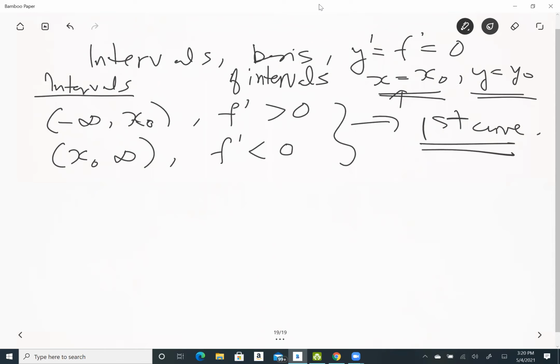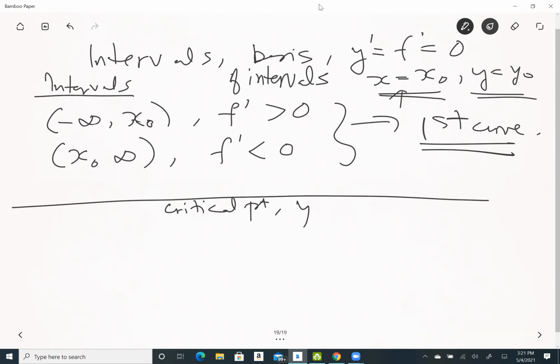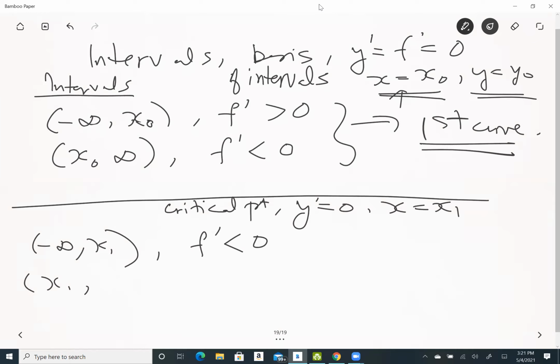Now for the second curve, again here you have the critical point, where y prime is equal to 0, that happens at x equal to x1. So you have two intervals. Negative infinity to x1, where f prime over the interval is negative. And for the other interval on the right, x1 to infinity, f prime is positive. I'm sorry: negative, then positive.